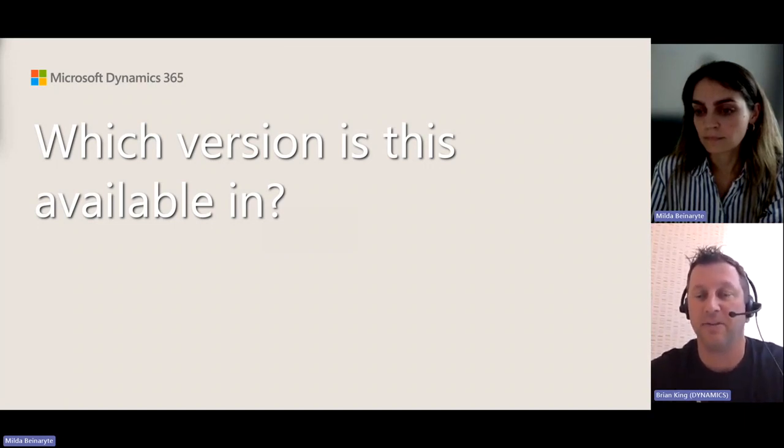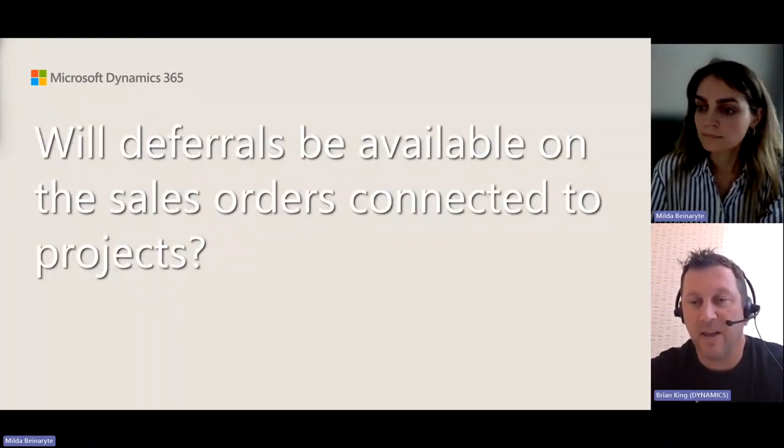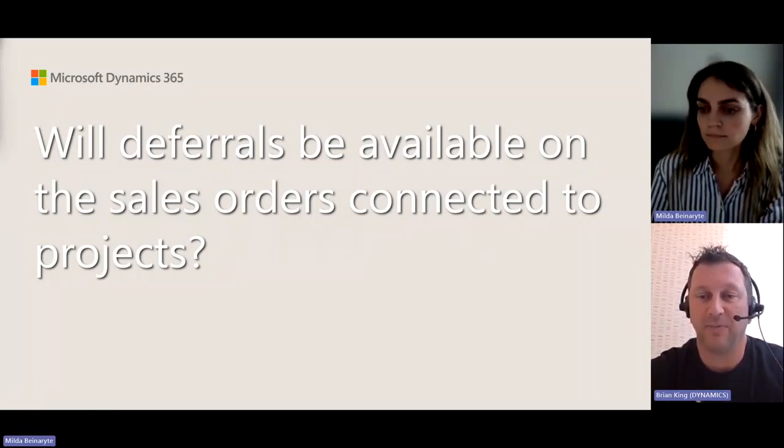So 10.0.37 for GA. Will deferral be available on the sales orders connected to projects? So yes, but with a caveat. As I mentioned when I was talking through the roadmap feature, stocked items would have that limitation right now. Once we get that cost deferral adjustment from the inventory close and recalculations in place, then you'd be able to use stock items in this case. Right now, something that's non-stocked would be available, but for stocked items, once you have that project connected to that sales order, you're going to get a message that you can't use that particular product.